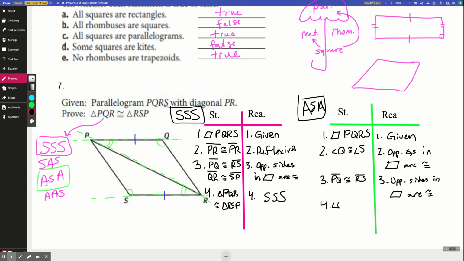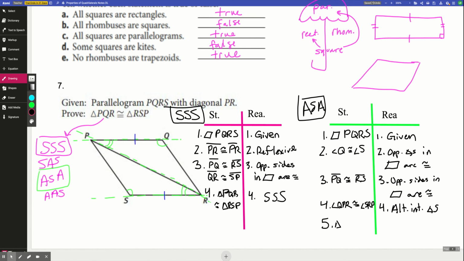Okay, and then step 4 is my alternate interior angles. So angle QPR is congruent to angle SRP. Notice that I'm writing them in the correct order. So those are congruent because they are alternate interior angles. Okay, so now I have A, S, A in steps 2, 3, and 4.